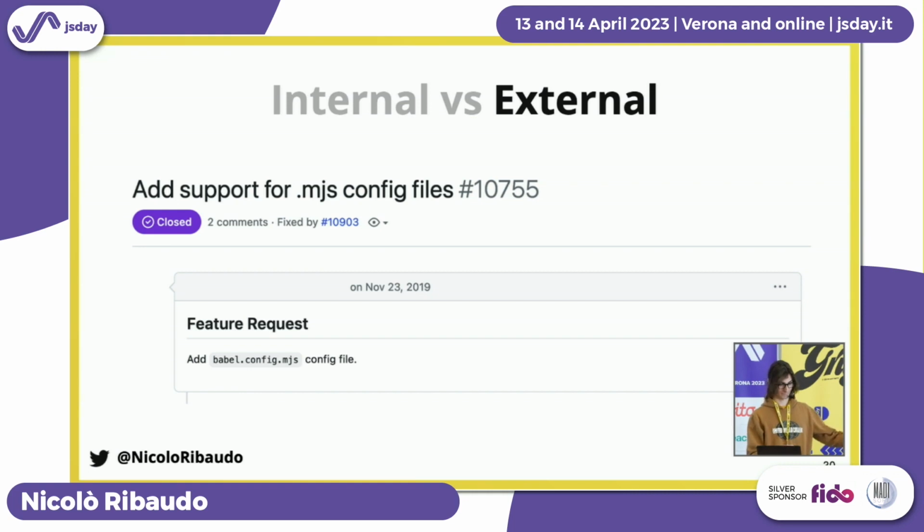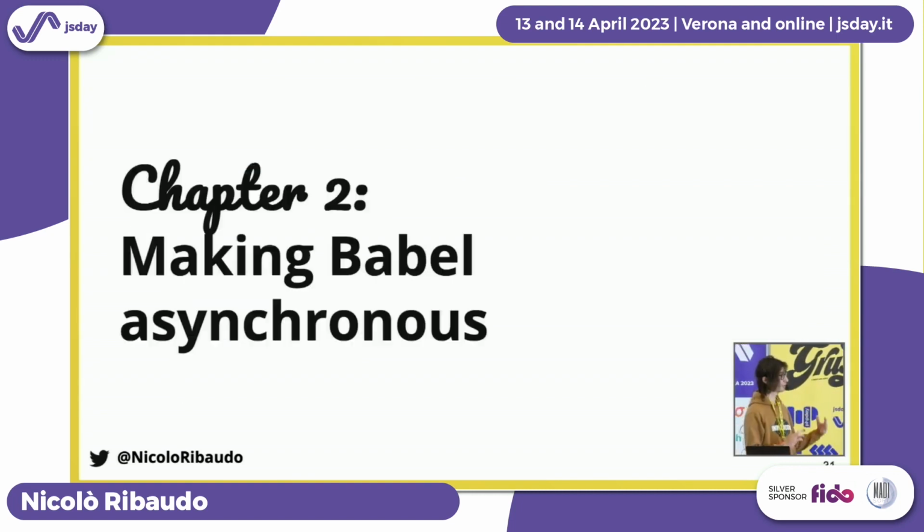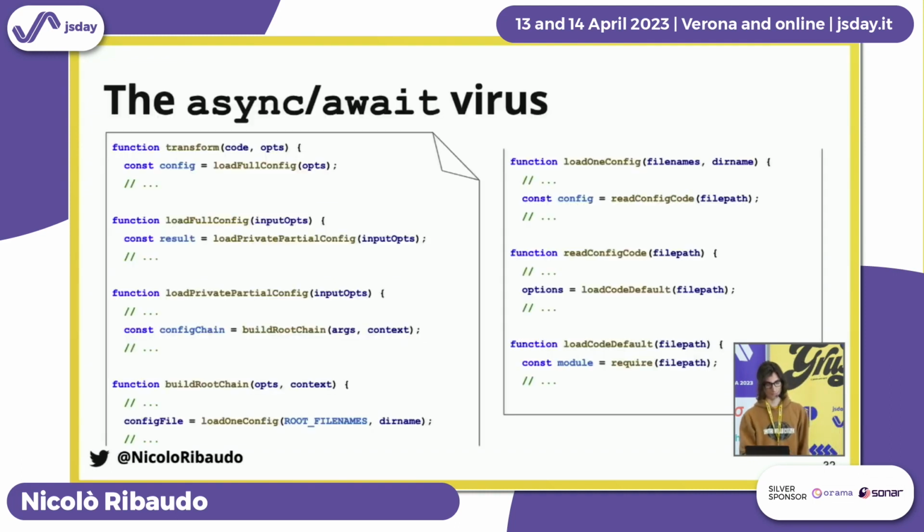And as we saw before, it's not really possible to synchronously load files if they're written in ESM. So in order to support that, we needed to make Babel support asynchronous config loading, or asynchronous resolution. And that was the first challenge that we faced. It was complex to do so because async await is kind of like a virus.